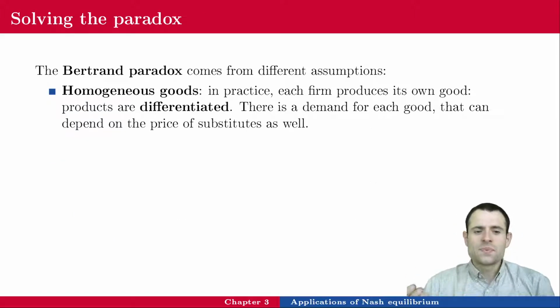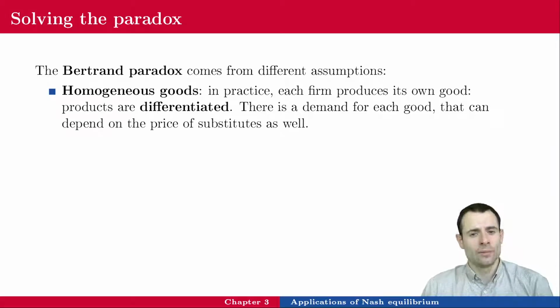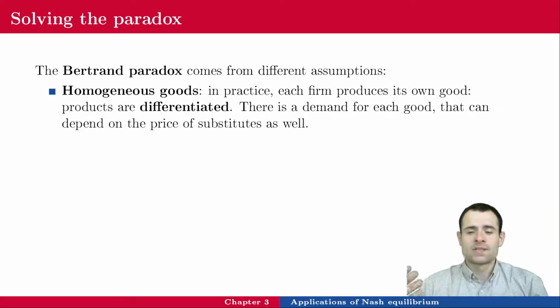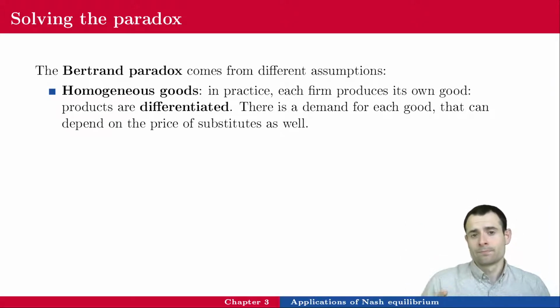Now, this paradox can be solved in many different ways in real life. And I will go over some of the assumptions I talked about and challenge each of them. First of all, I talked about homogeneous goods. In practice, each firm produces its own good, so products are differentiated. Pepsi-Cola versus Coca-Cola. So there's going to be a demand for each good, not one single demand. That can depend on the price of the substitute as well, which depends on the price of the competitor's good.